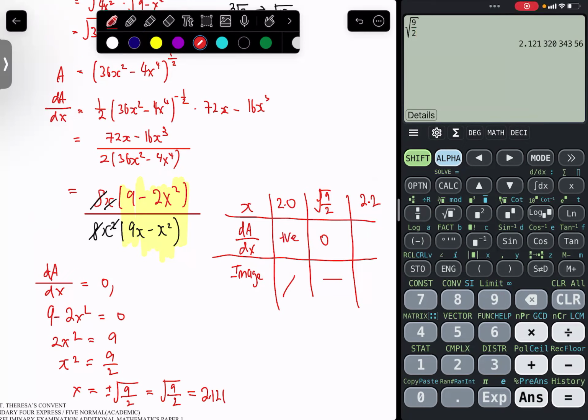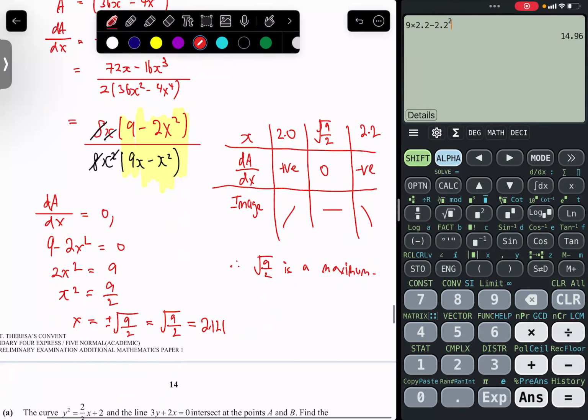Now when I sub in 2.2, things are a little bit different. 2.2 squared times 2, I get 9.68. So 9 minus 9.68, the numerator is negative. 9 times 2.2 only, sorry, minus 2.2 squared. Bottom, positive. Negative over positive, so dA dx is negative. Therefore, square root 9 over 2 is a maximum.